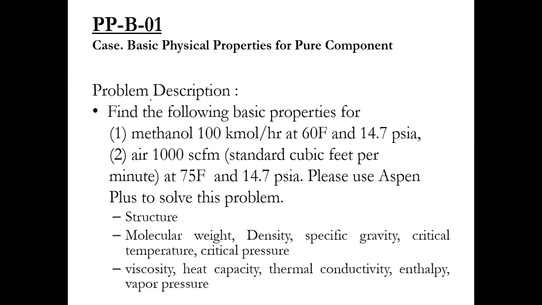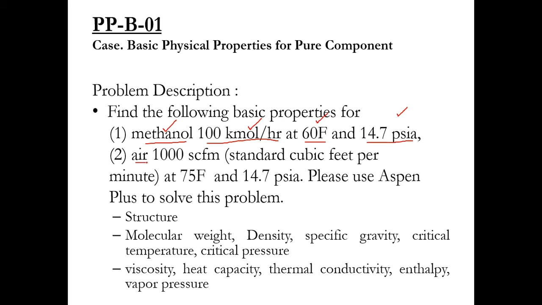What is the problem description? Find the following basic properties for number 1, methanol, which is at a flow rate of 100 kmol per hour at 60 degree Fahrenheit and 14.7 psia. This is the pressure, temperature, and flow rate of pure methanol. It means its composition will be 1.